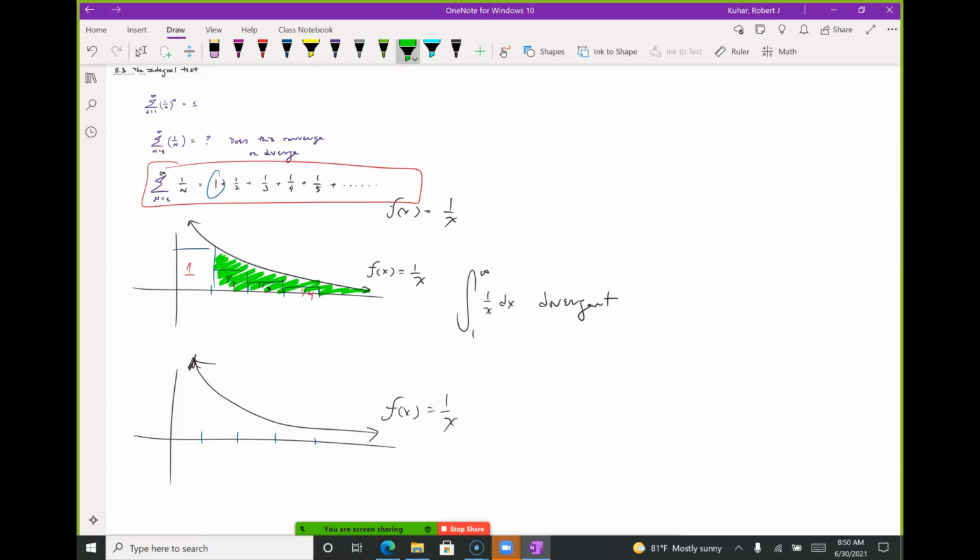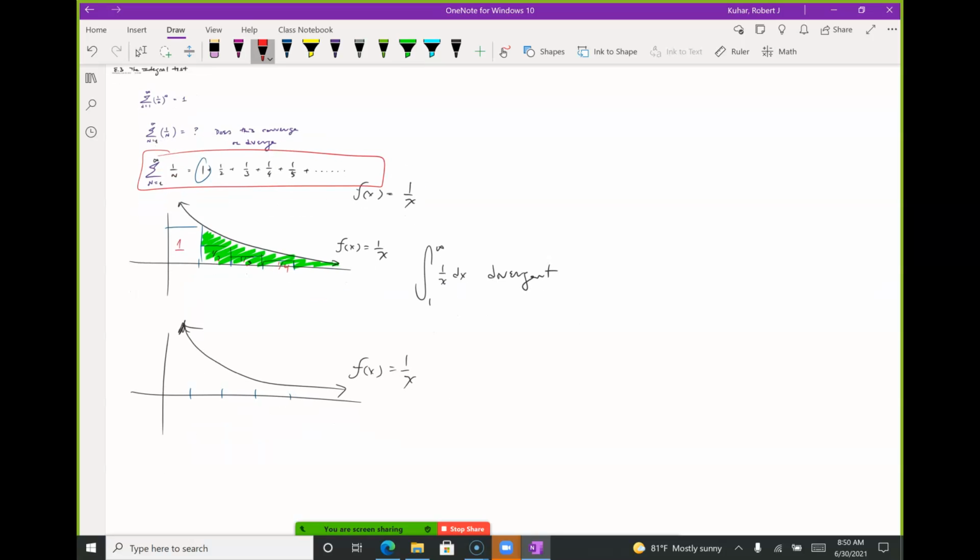Does this picture make sense at all? So I know that green area is divergent, right? And now I have a bunch of areas I'm adding up underneath that are less than the green area, or less than the green area plus 1, in this case. But it doesn't help me. I can't tell if this is conclusive that this 1 over n is divergent or not.